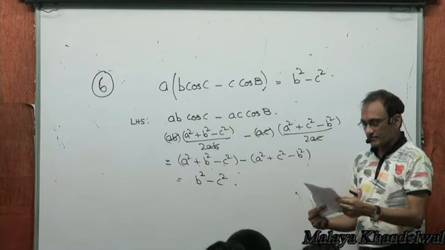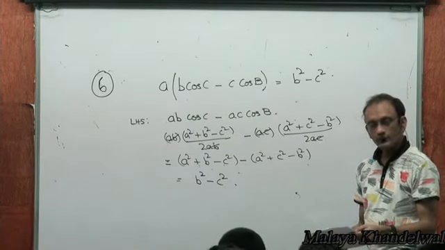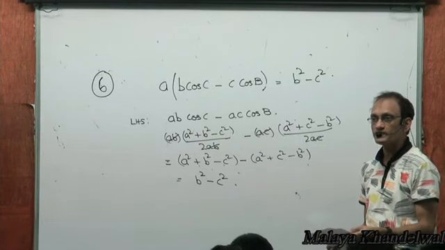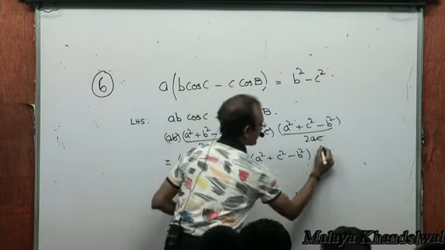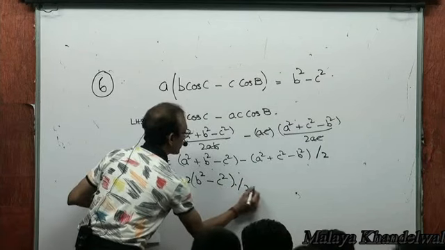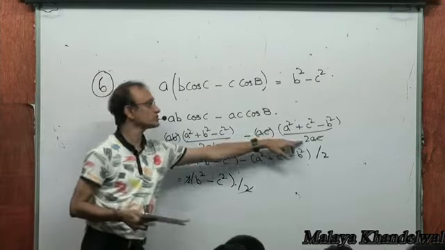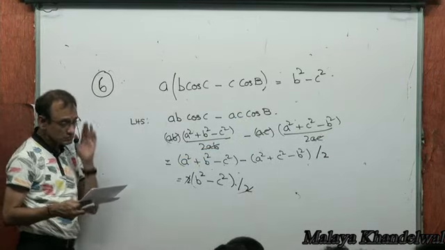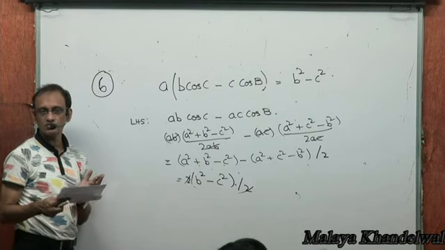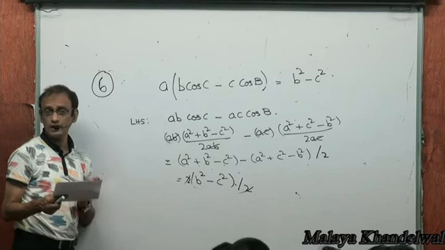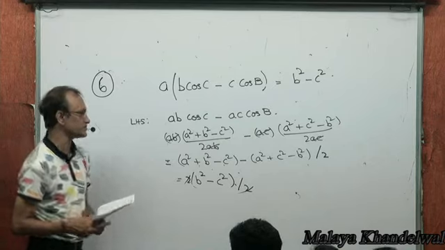Next problem, problem number 7, which is like bc cos A plus ca cos B plus ab cos C, is also direct application of cosine formula. Write cos A as b square plus c square minus a square by 2bc. This whole by 2, I'm so sorry. Cos A to be replaced by b square plus c square minus a square by 2bc. Do I need to solve 7 or you can manage? I'm going to skip 7 because it is the same kind of thing that we used in 6.